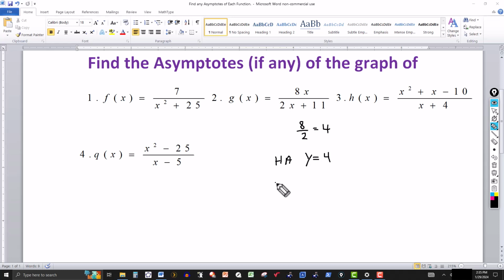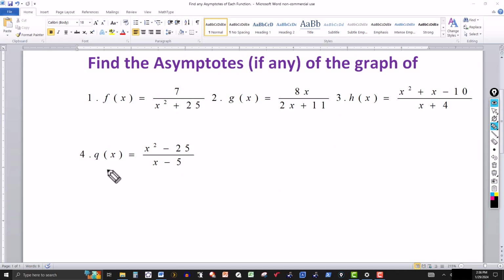Now for the vertical, again, it's going to come from numbers that make the denominator 0. So we say 2x plus 11 is equal to 0. We solve it for x. So this will be 2x. Take the 11 over to the right, that is adding negative 11 to both sides. I get negative 11 here. Divide by 2. So the equation of the vertical asymptote will be x equals negative 11 over 2. Now for number 3, we'll look at that after I do number 4.